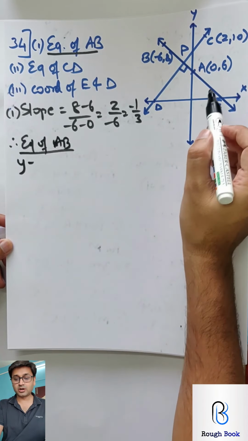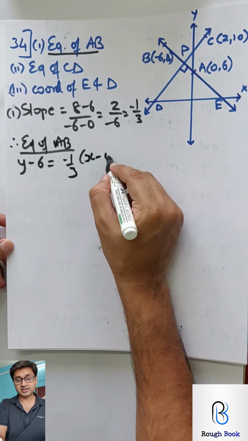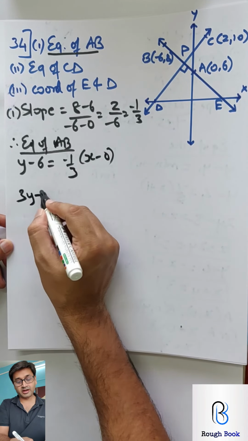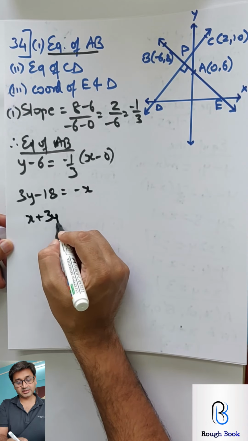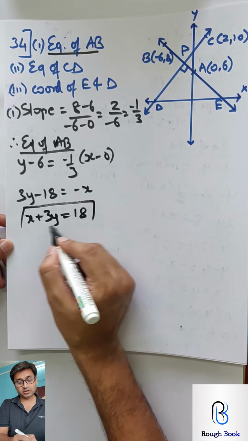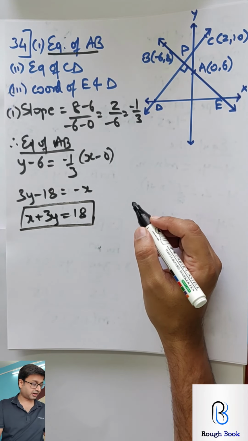So y minus y1, I am taking it as 6, minus 1/3 into x minus x1, which is 0. So 3y minus 18 equals minus x. So x plus 3y equals 18. That's my equation of line AB. So let me check if we are on the right track.